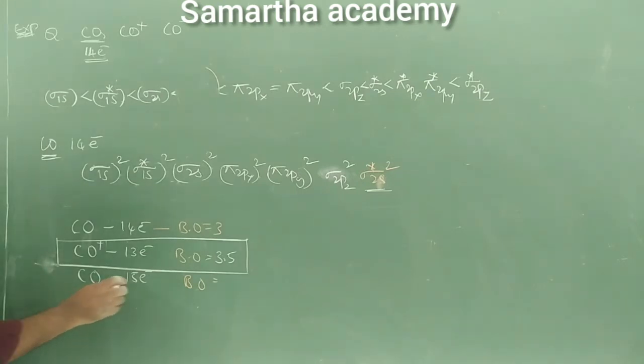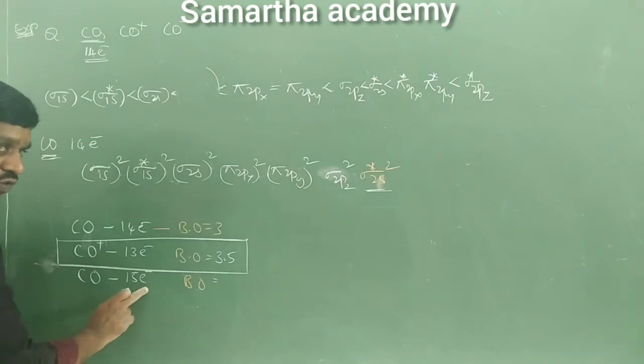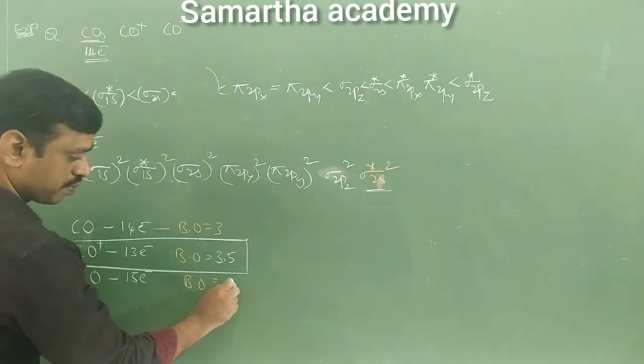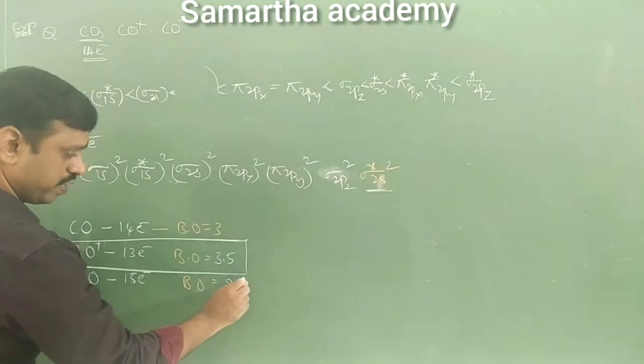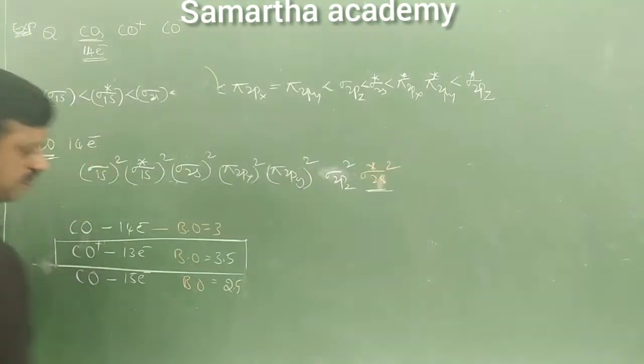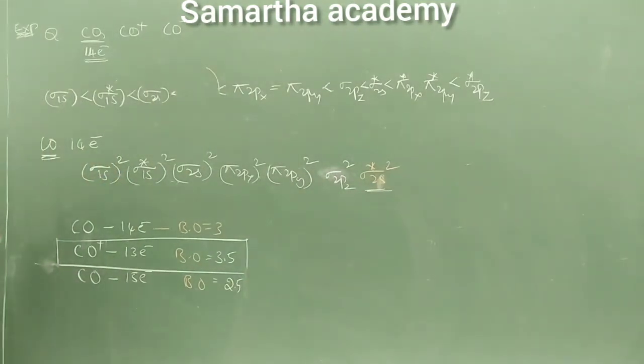Okay. Next is, come on, tell me. CO minus, this is as usual. 15 electrons is 2.5. It is same. That means only the CO plus molecule has bond order 3.5. There is no other molecule except this. Okay. So this is one exception. You just remember it.